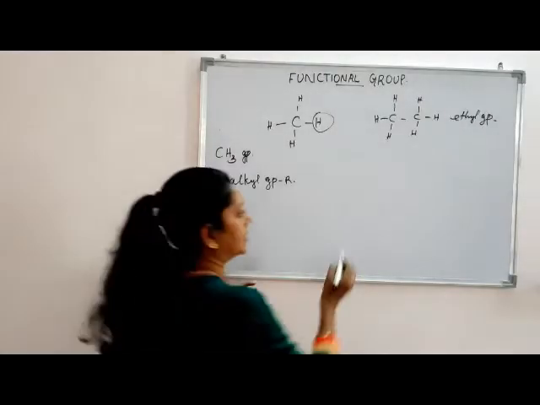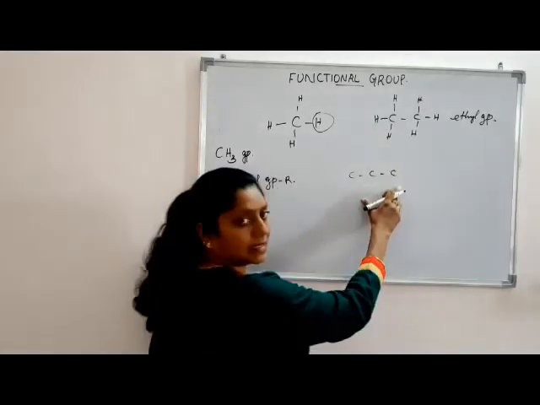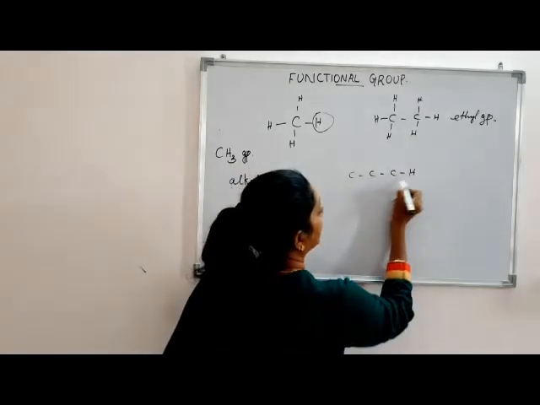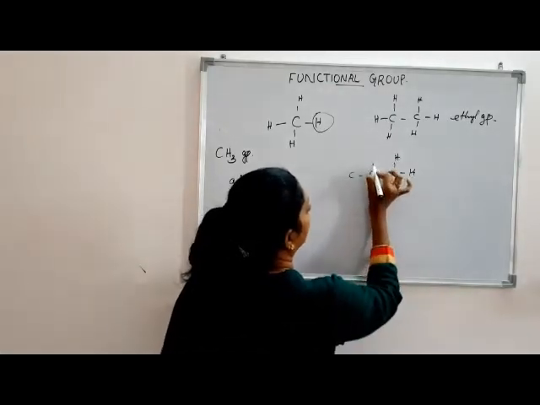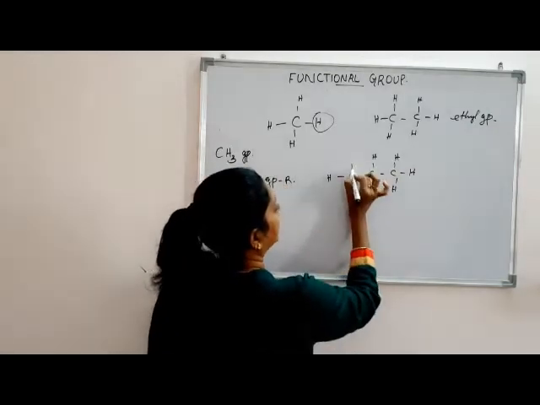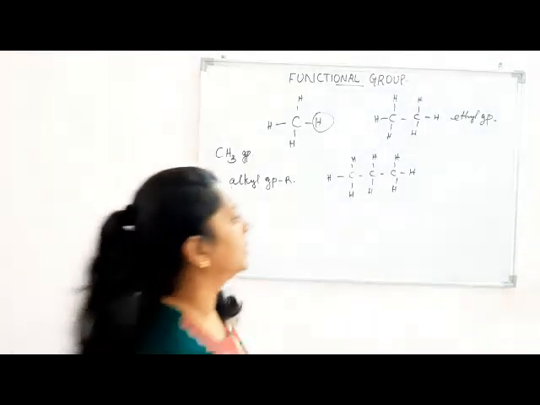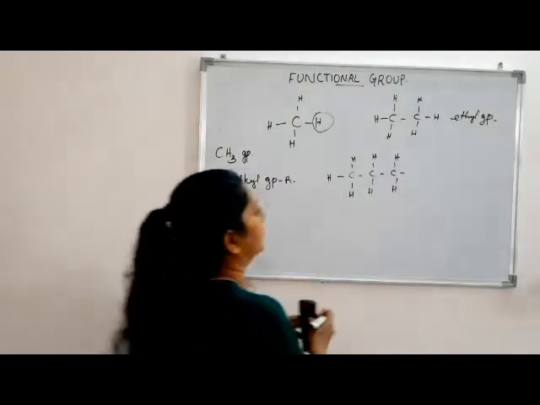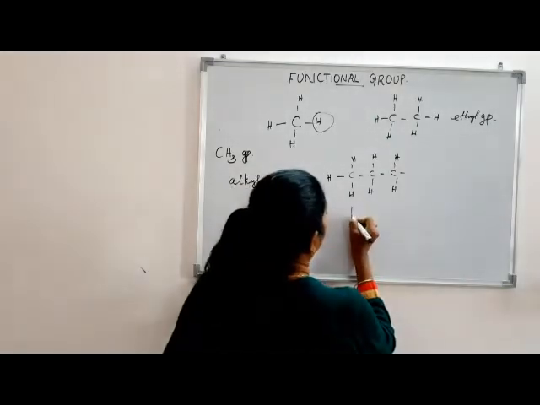Okay. Now consider a hydrocarbon chain. This contains 3 carbon atoms and single bonds between these carbon atoms. So the name of this compound is, yes, propane. If we remove a hydrogen atom from this propane molecule, we will get which group? Propyl group. This is propyl group.